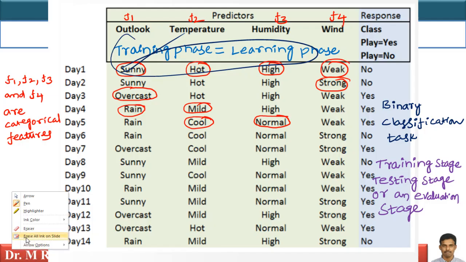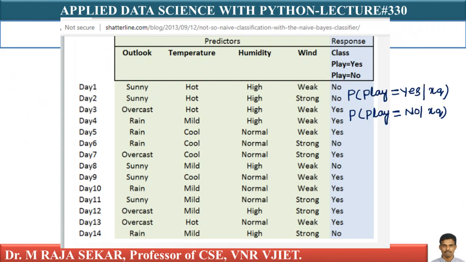What is the task here? Let's understand. In the training phase, let's not forget what the task is. Our task is the probability of the class label. What is our task? Probability of play equal to yes for the given query xq, probability of play equal to no for the given query xq. These are two probabilities I must evaluate, isn't it? These are the two probabilities I want to compute.